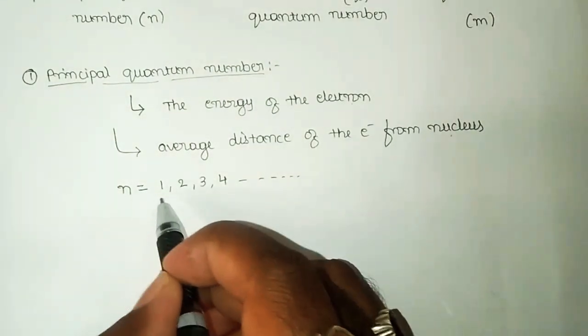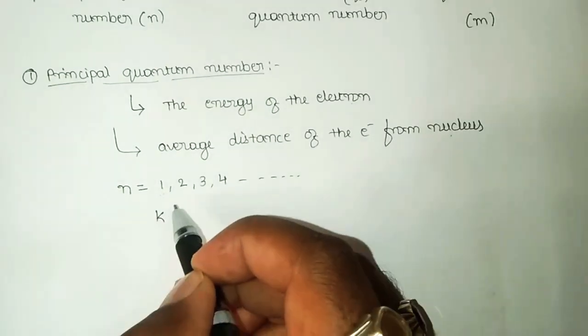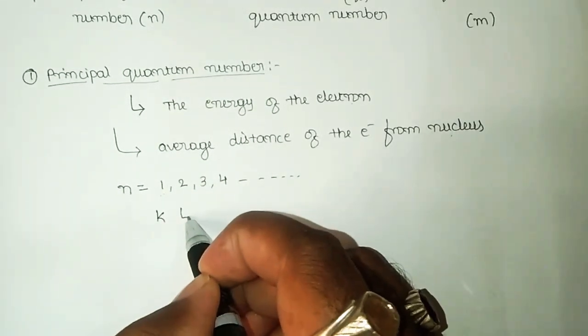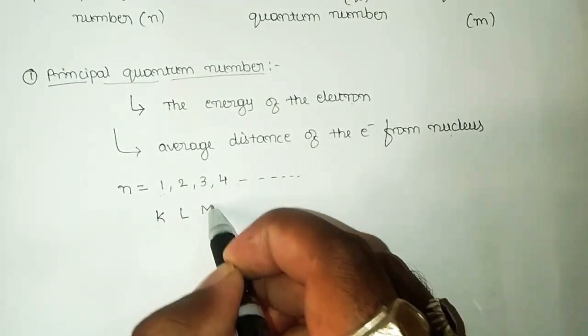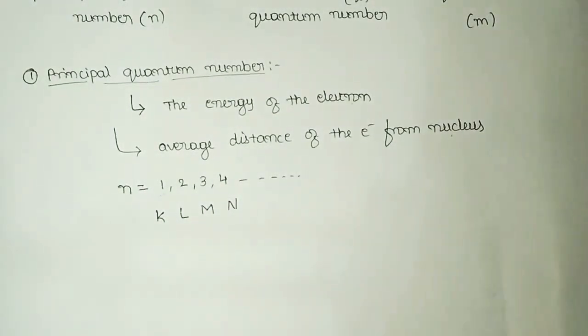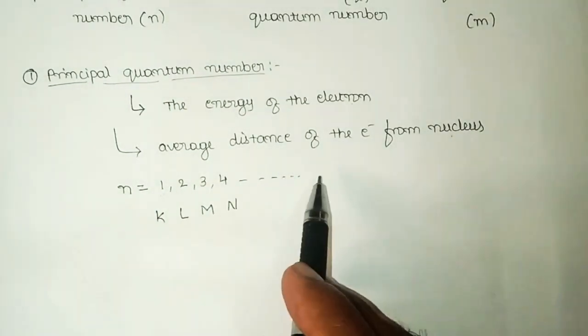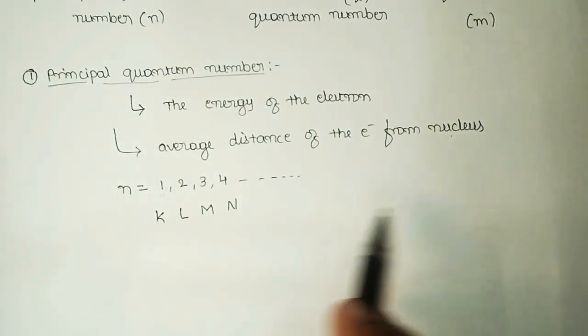For example, if n is equal to 1, that is called the K shell, and if n is equal to 2, that is called L, and if it is 3, it is M, and n equal to 4 is the N shell. And like this, with increase in the value of the principal quantum number, the shells go on increasing.